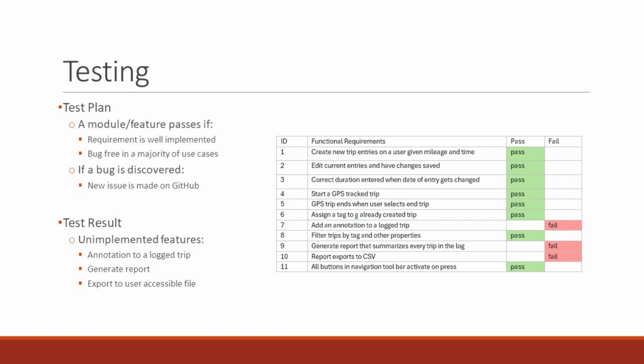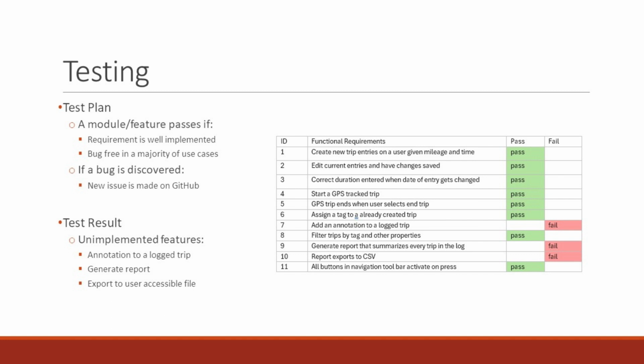The first is that the module/feature passes if the associated requirement is well implemented, and then the next is that the implementation is generally bug-free in most use cases. And in the case that a bug is discovered, a new issue is raised on our GitHub describing the expected output, the real output, the estimated severity, and then the commit hash the bug was discovered in, and the steps to recreate it. And then now you see on the slide we have our test results.